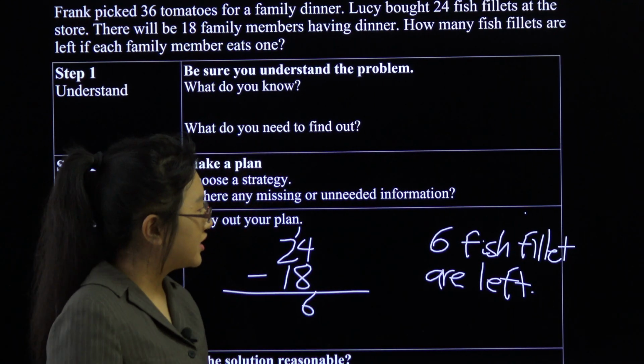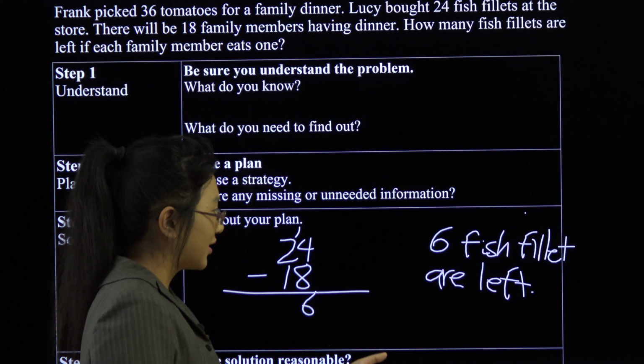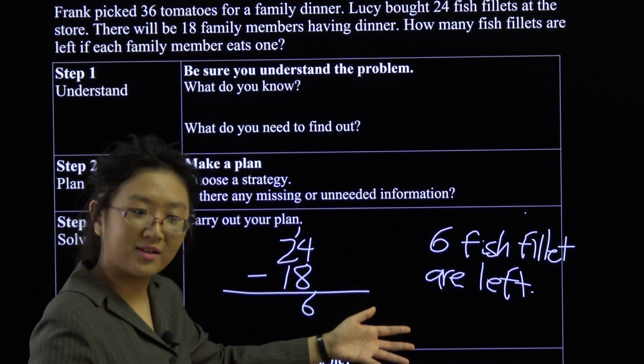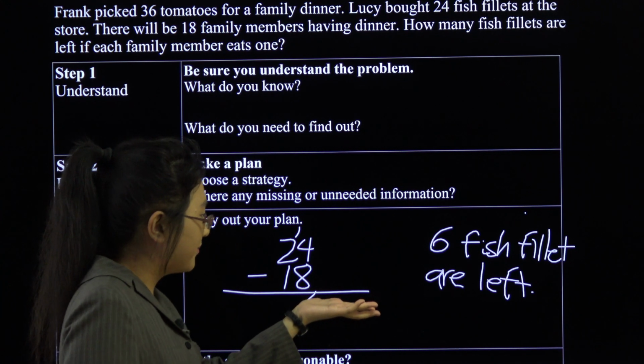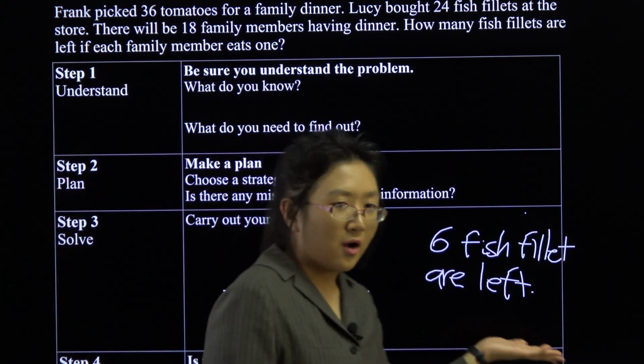Usually, you would write remain, but since people in grade 3 don't really talk like that, you use are left.